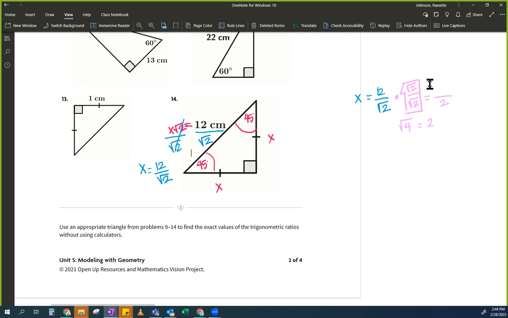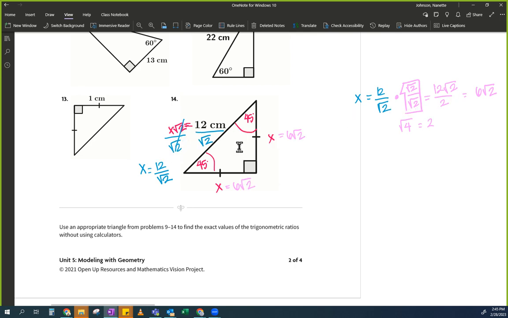On the top, when I multiply 12 times root 2, it is just that, 12 root 2, right? And then you can simplify, because both of these are on the outside, you can simplify this to 6 root 2. Okay. So there's my x. So I'm going to write it here and here. Make sense?